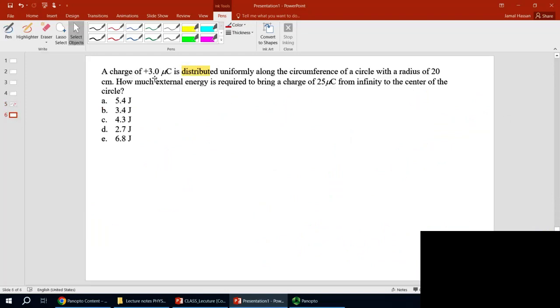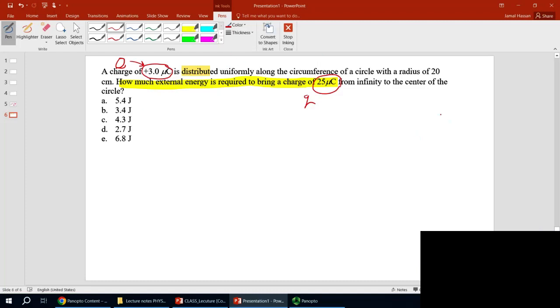Here we have a charge of 3 microcoulombs distributed uniformly along the circumference of a circle with a radius of 20 centimeters. How much energy is required to bring another charge of 25 microcoulombs? So we have a circle with the charge of 3 microcoulombs. Let's call it Q, uppercase. Now we need to calculate how much external energy is required to bring a charge of 25 microcoulombs, let's call it small q, from infinity to the center of the circle.